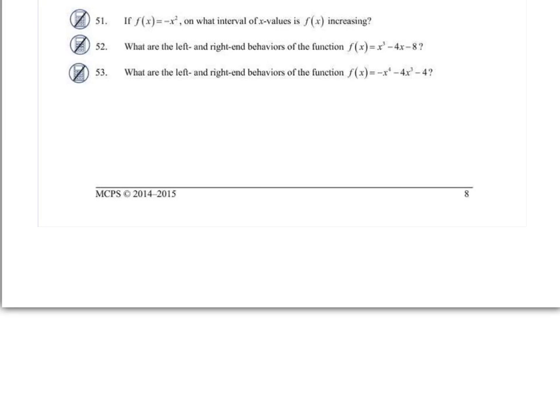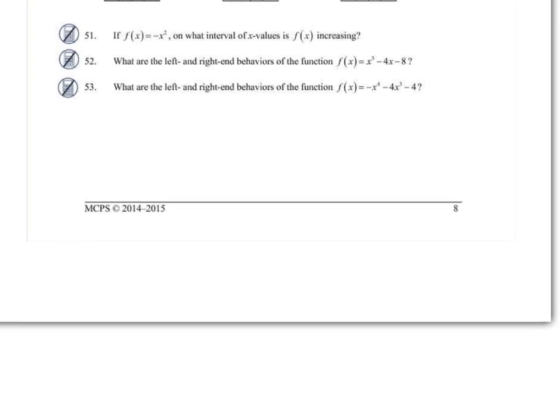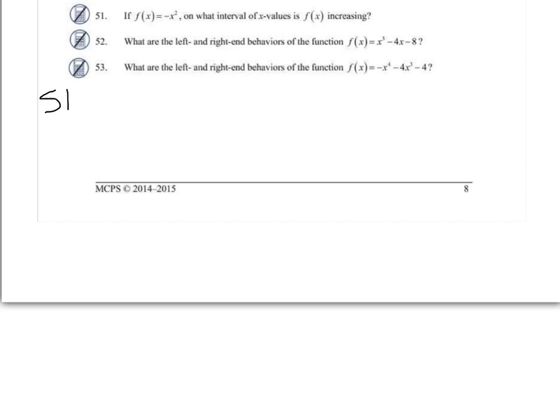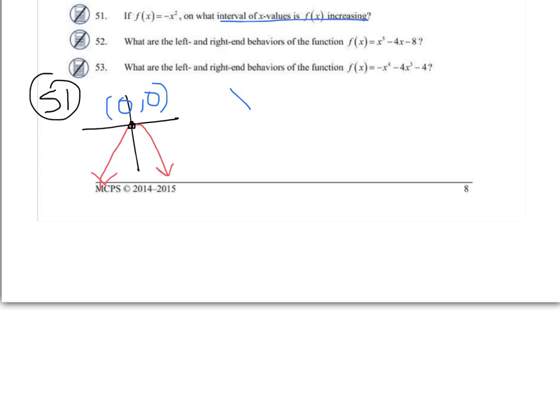Okay, to make 51 easier, I'm just going to draw myself a little sketch of negative x squared. That should be a basic graph that you have memorized. So the maximum occurs here at 0, 0 at the origin. So the increasing interval is for every x less than 0. When you read your graph left to right, this is the part that's increasing.